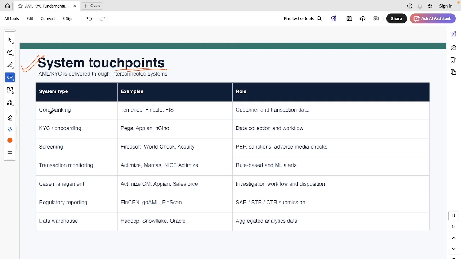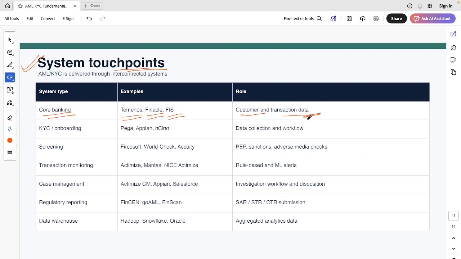First, we have the core banking system. In the current IT world, these are the prominent vendors who provide core banking systems, for example, Temenos, Finacle, FIS. The core banking system is the heart of the bank. It stores the customer data, transaction data, balances, deposits, withdrawals, and other banking activity. And for AML and KYC, the core banking system provides the raw customer and transaction data.